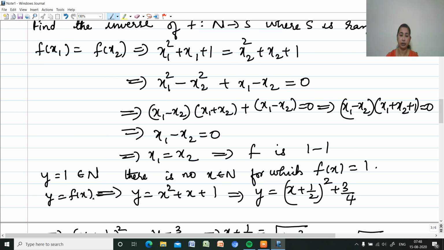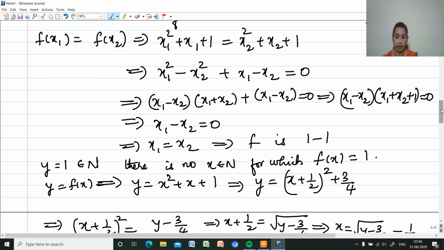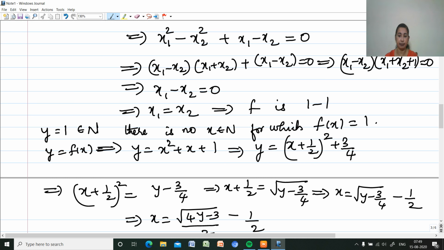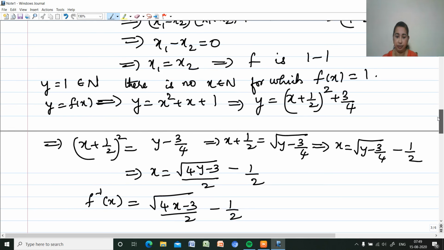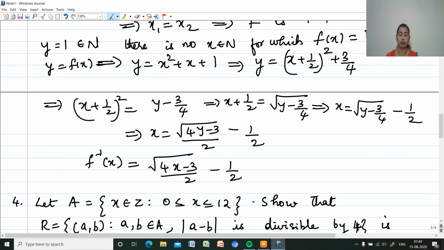Then what about the inverse? Here it is asked to find the inverse of f from N to S, where S is the range of f. In order to find the inverse, y is equal to f of x, or y is equal to x square plus x plus 1. We can rearrange it and make it a perfect square, x plus 1 by 2 whole square. Then if we add 3 by 4, I get x square plus x plus 1. From that I find out what x is, and after finding the value of x, I can find f inverse.